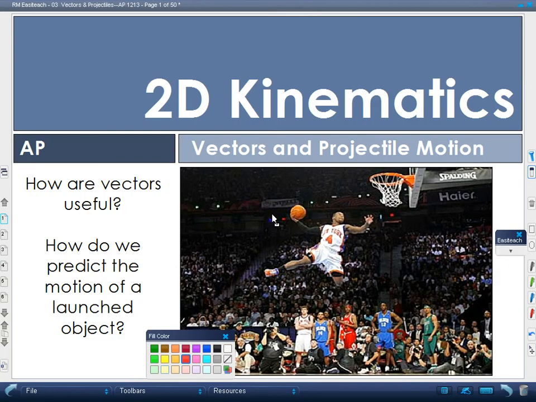Vectors and projectiles, these go hand in hand because we're talking about 2D kinematics, which is basically everything you know about one-dimensional motion, but now we're just extending it to situations where you have something moving in 2 dimensions, and a projectile is just a typical example of that.